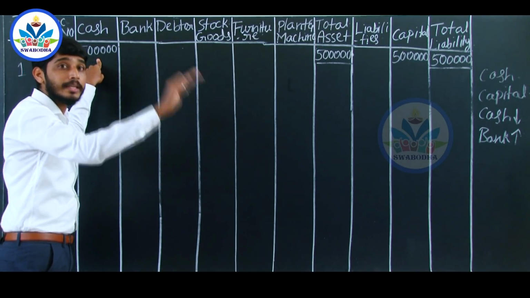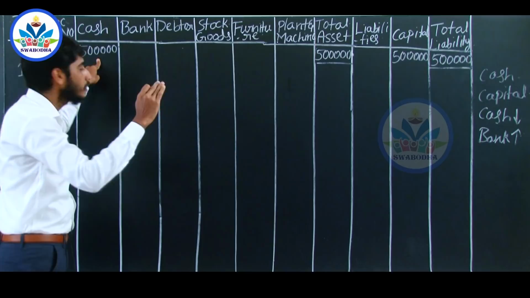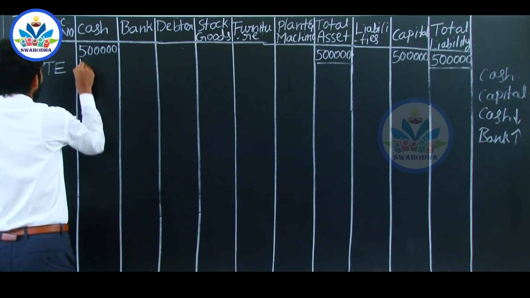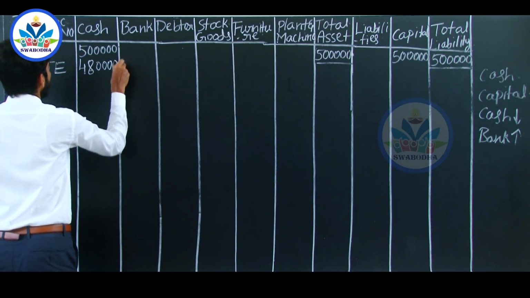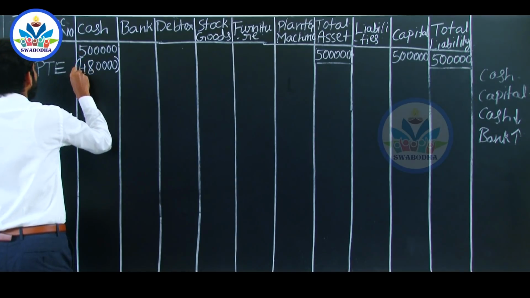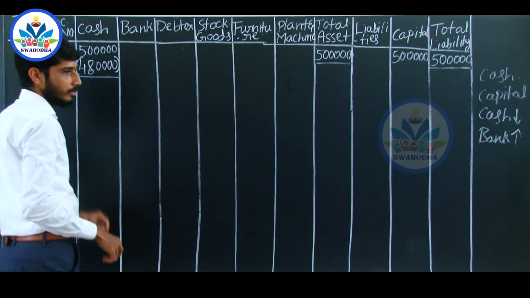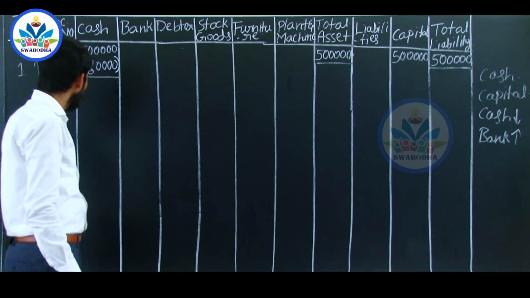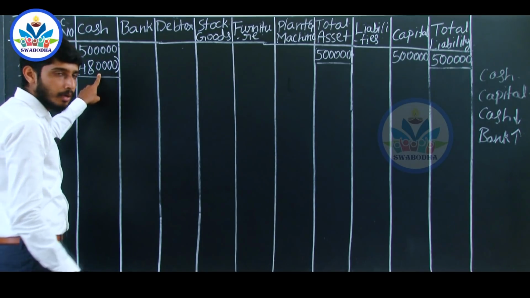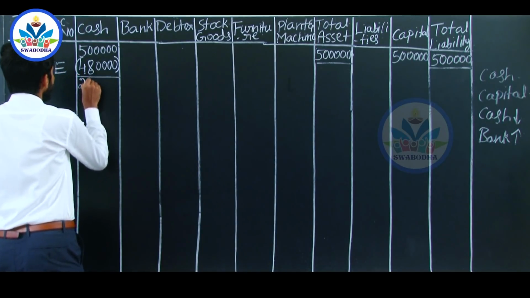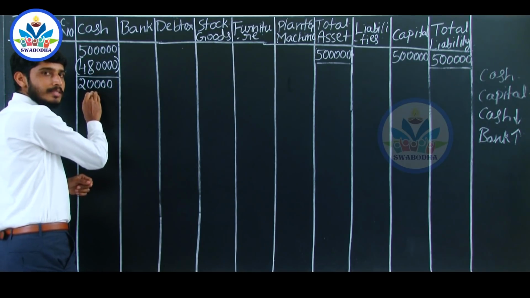Cash is going out, cash balance will come down. So, when the cash balance or the asset balance reduces, you have to deduct it from the cash. 4,80,000 is deducted. So, you are deducting, write it in the bracket. So, 5 lakh minus 4,80,000, remaining balance of cash is 20,000.